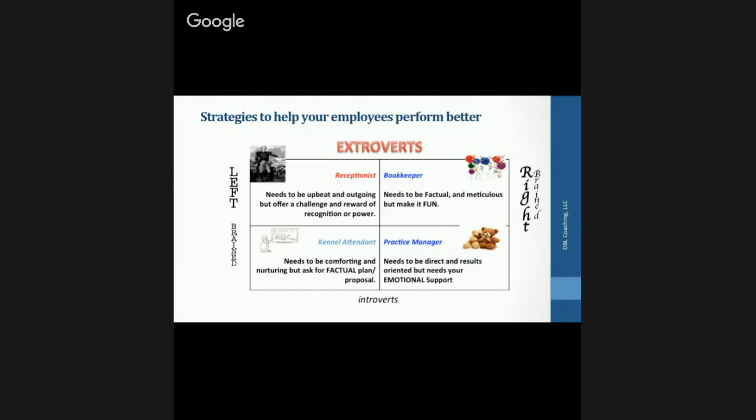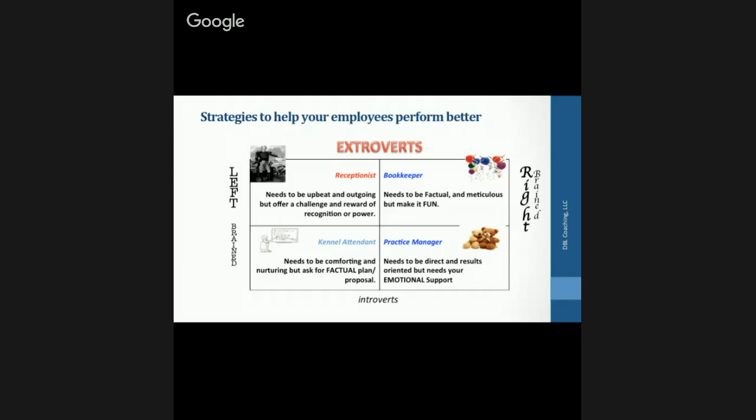If you hired a right-brained introvert, for instance, to be your practice manager, or if you are a right-brained introvert and you are a practice manager, you know that you need to be direct and results-oriented, but you also realize that you need emotional safety and support. So who's your support system? And what do you need to feel emotionally safe? Think about that.